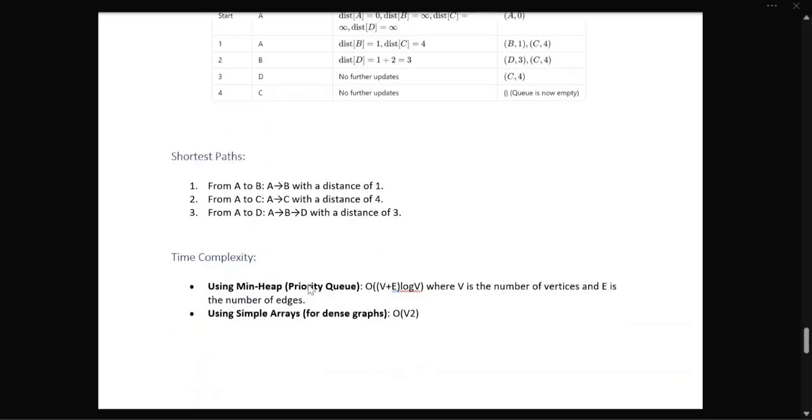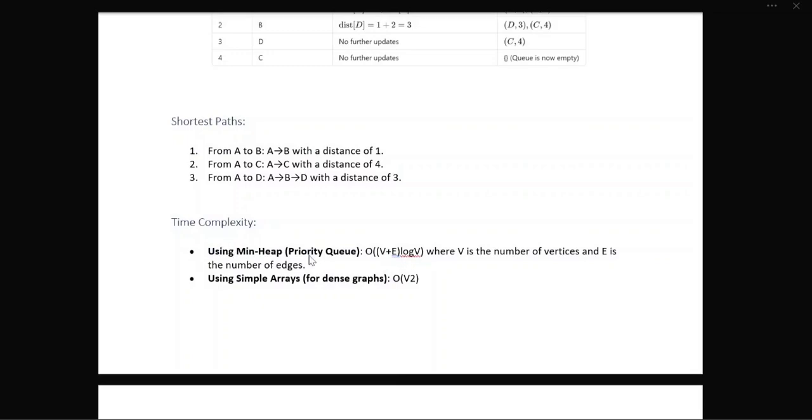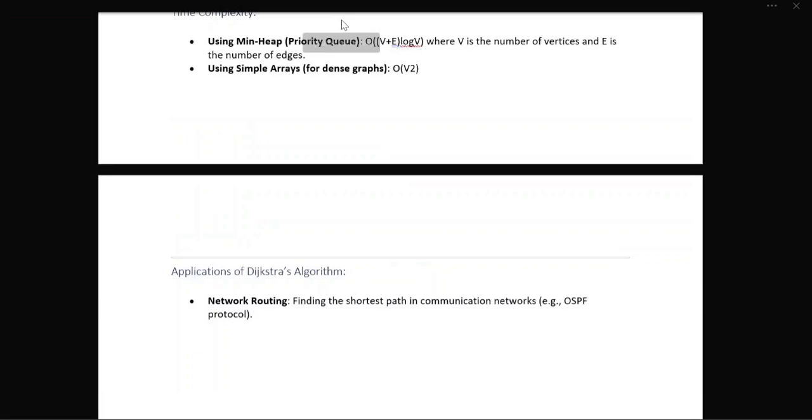The time complexity of this algorithm using min heap and using simple arrays. Using min heap, big O of (V plus E) log V. Using simple arrays, big O of V squared. The applications of Dijkstra's algorithm are network routing, finding the shortest path in communication networks.